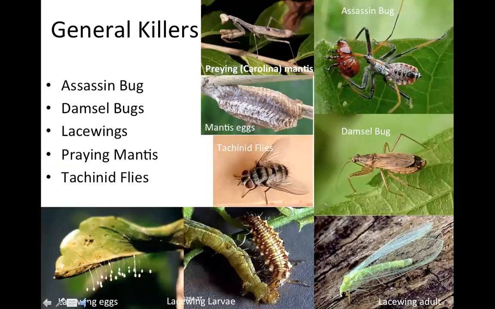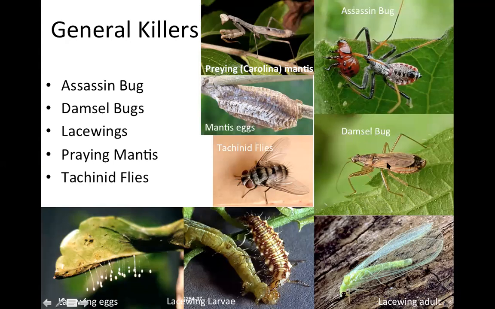Then you have what are called general killers. There's a bunch of them out there. Praying mantis, you just want to be careful because there are a lot of invasive praying mantises. I'll show you a picture of the invasive ones in a second. But there is one native praying mantis, the Carolina one, and this is what they look like, and this is their egg sac. They will eat anything, so they do a really great job. If you have a lot of bad insects, they'll take them out.